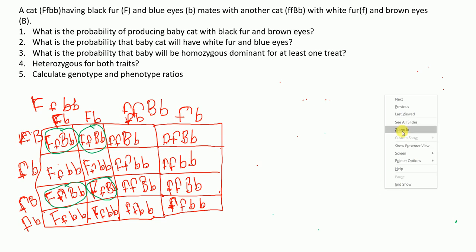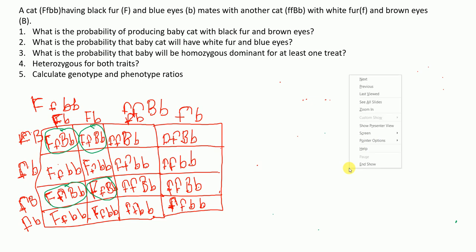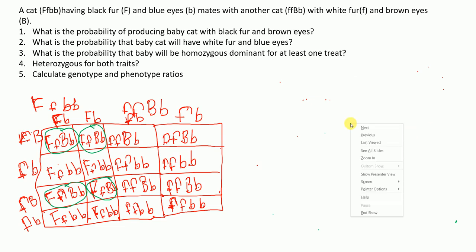Let me go back to the pointer and get my pen back. Maybe I change the color of the pen also. This time the color will be this one. So what is the probability that the baby cat will have white fur? To have white fur it should have small f, and to have blue eyes it should be small b.